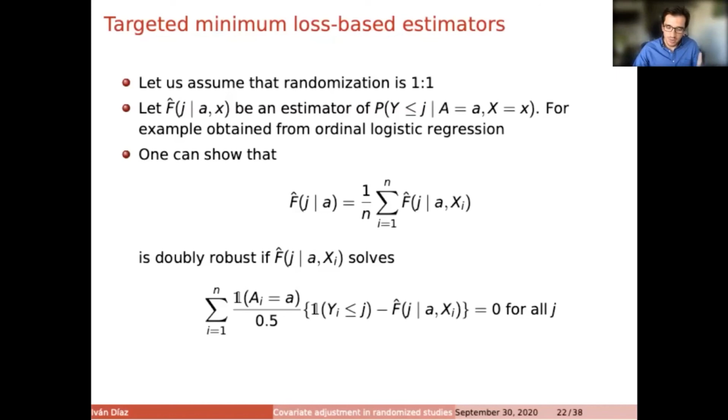So this within curly brackets is just a residual of the regression. And then this other term, the indicator that A_i is equal to lowercase a over 0.5, is just the clever covariate that you have probably seen many times already in TMLE. So for this problem, if we want to estimate all these treatment arm specific distributions, we actually have to solve these equations. We need a TMLE that solves these equations for all values of the outcome, for all j, right?